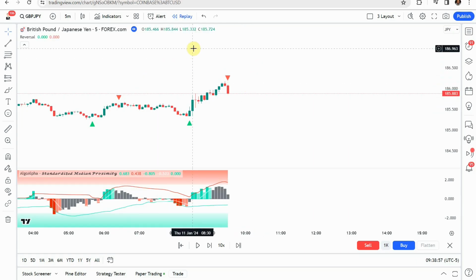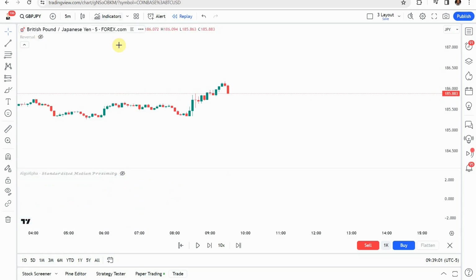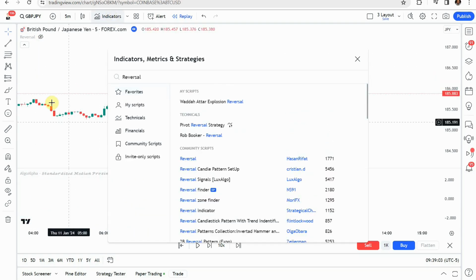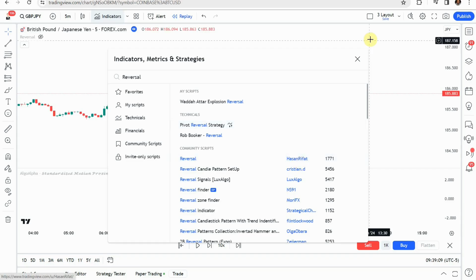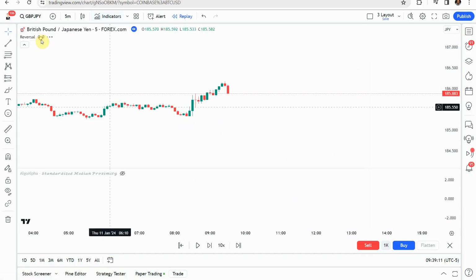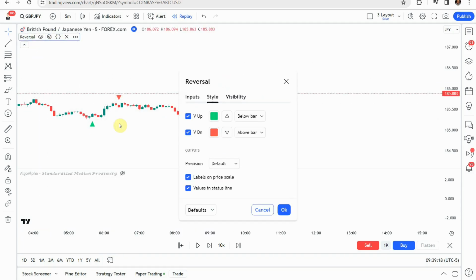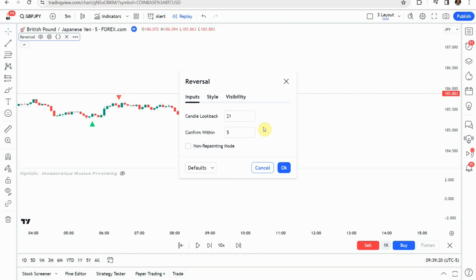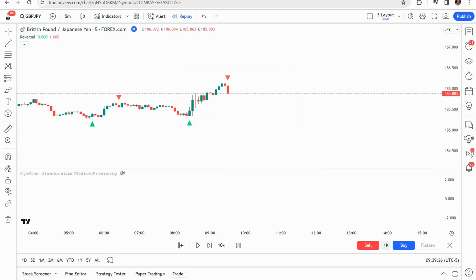All right, so what we'll do is just go ahead and turn off these two indicators here. First indicator we'll add to the screen is going to be reversal indicator. So you just type in reversal. It's going to be this one right here, the very first one. So you'll add that to the screen, and basically what it gives us is these red and green arrows. And so we'll jump into the settings real quick, go to the inputs. You're going to change the look back to 21 and the confirm to 5, and click OK.